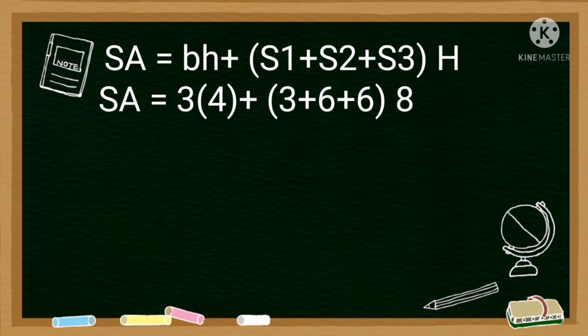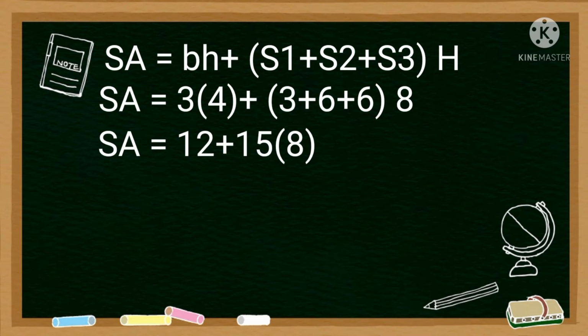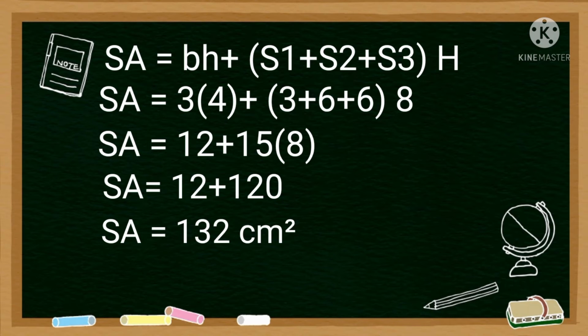The first thing we should do is to substitute the given values into the formula. Next, we should multiply the base times height for the area of the triangle and add the 3 sides, S1, S2, and S3. Then multiply the sum of the sides by the height of the prism. And the final thing we'll do is add all the values together to get our answer. And that is how we use a formula to find the total surface area of a wedge.